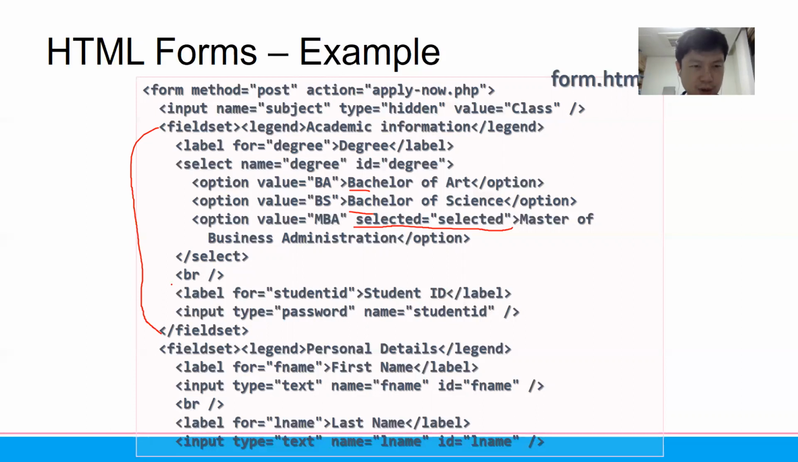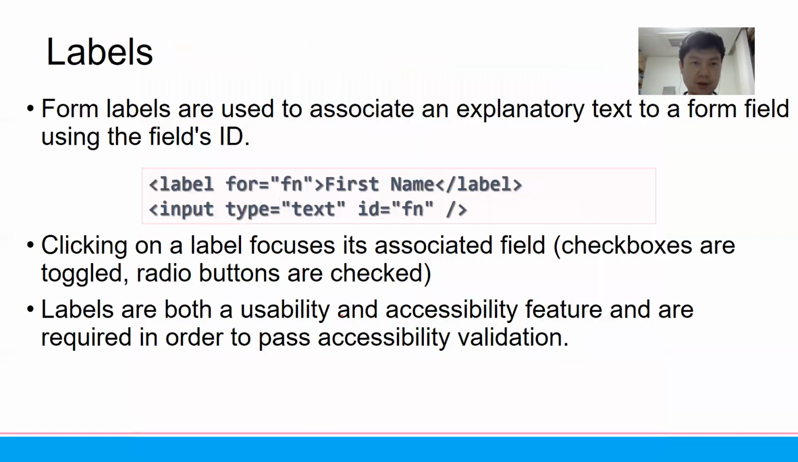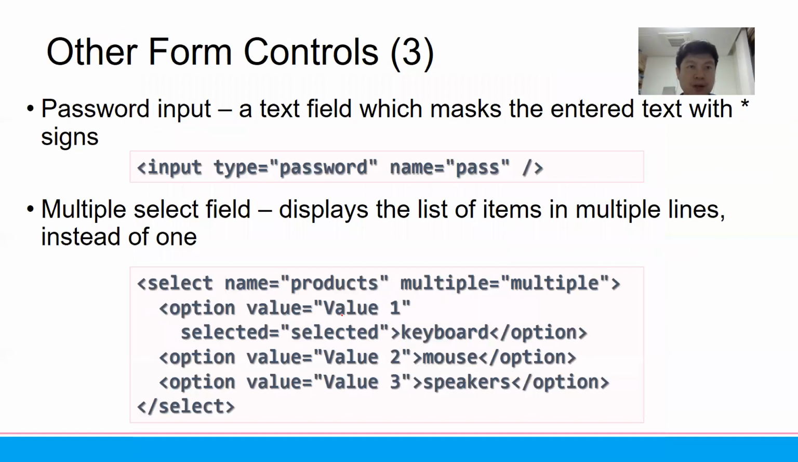And after the drop-down menu, I go to the next line, and there is one label, student ID. And the student ID is a type of password. What is password? Okay, the password input is a text field in which the entered text is shown as stars. Okay, if you go to Google, or Yahoo, or any web mail, you have your ID and your password, and every time you input your password, there will be star star star star star. It means nobody can see it, or it is hidden.